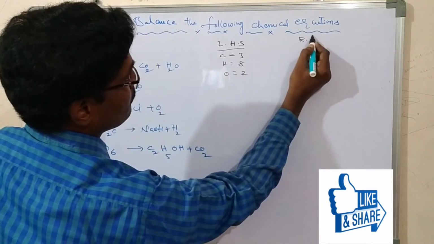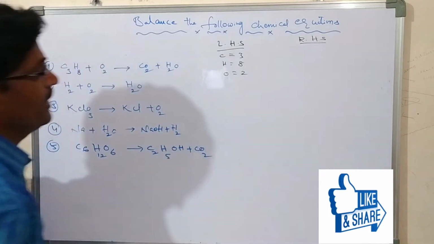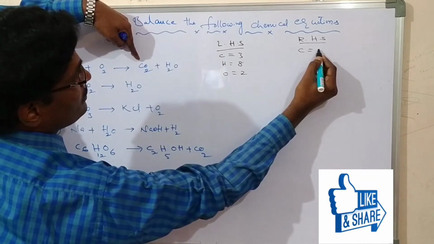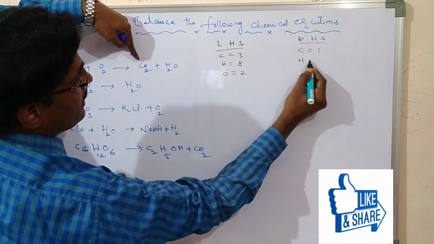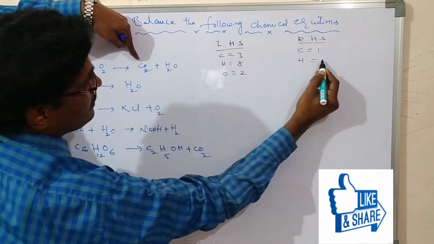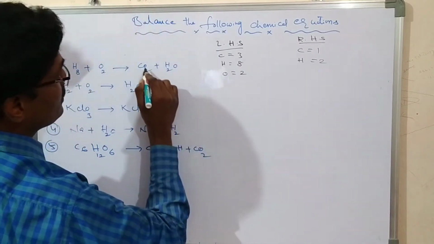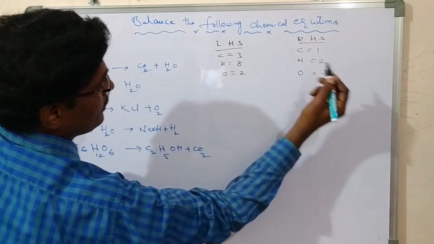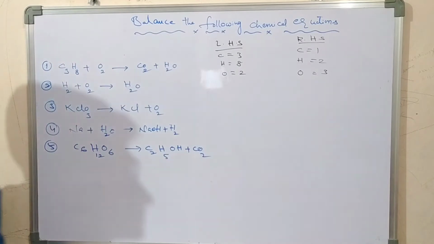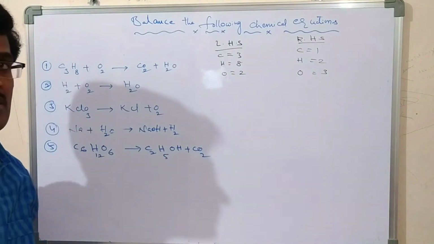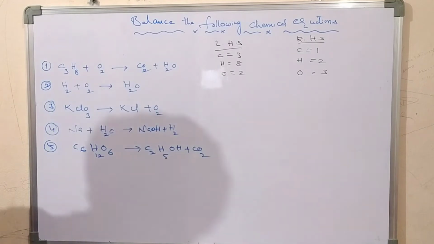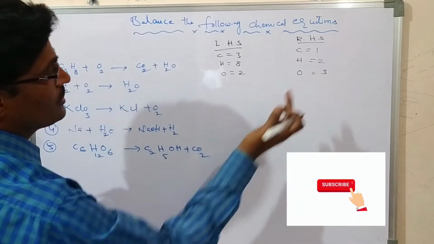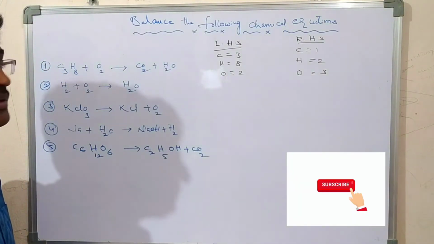Now we write the RHS, the right hand side. How many carbons are there here? Carbons are 1. How many hydrogens? 2 hydrogens. Then you have to write the oxygens. In total how many? We found 3 oxygens. This is how we write the LHS and RHS. Then you have to balance it. Carbons are different, hydrogens are different, and oxygens are also different. Now we need to balance.